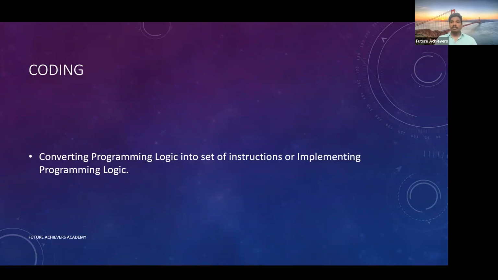Coding. Converting that solution into a set of instructions in a programming language is called coding. So writing programs is actually called coding. But solving a problem is called programming or problem solving. That is very much essential if you want to step into the programming world.